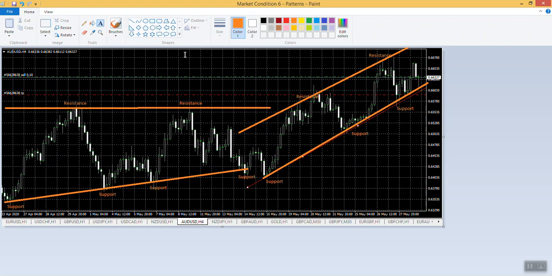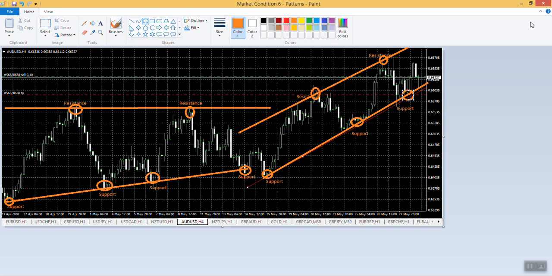Now how do we trade this kind of pattern? Anytime it touches a support, you place a buy trade, and anytime it touches the resistance at this price level, you place a sell trade. Support, a buy trade; resistance, a sell trade. Here we place a buy, here we place a sell, here we place a buy. Good, and that is how we keep going.